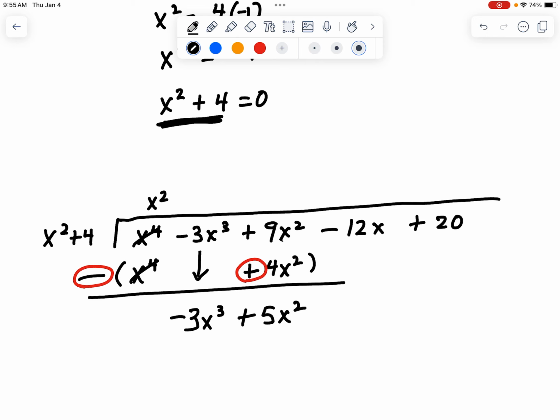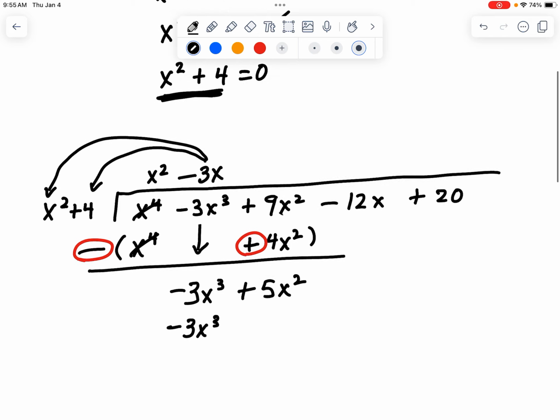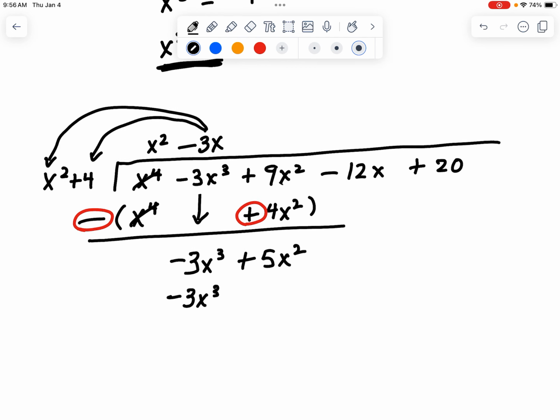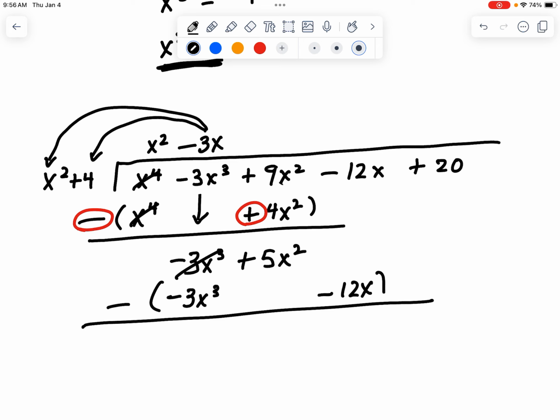So next, I need to put something which is going to be a negative 3x, so that when I distribute it to this, it gives me negative 3x cubed. And then distribute it to the 4, and that's going to be negative 12x, which I'm going to line up over here, negative 12x. And then subtract. So these will cancel. The 5x squared is just brought down. And once again, make sure you pay attention to the sign. So negative negative is actually going to make this a positive 12x squared.